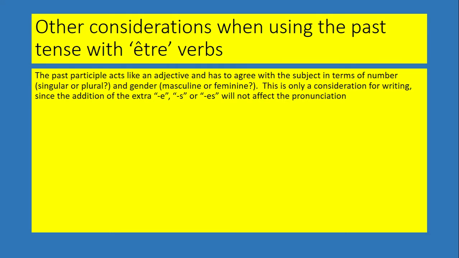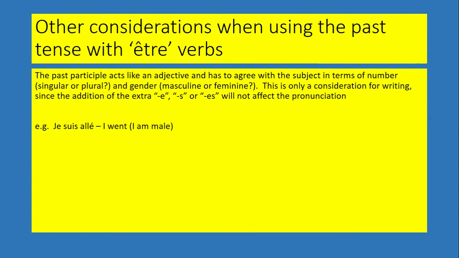But luckily this is not going to affect the pronunciation. This is just a consideration if you're writing, but you've got to get these right. So if you wrote je suis allé, remember we're using être verbs, not avoir verbs. Aller is one of the 6 that we're studying that takes être in the past tense, so it's not j'ai allé, it's je suis allé.